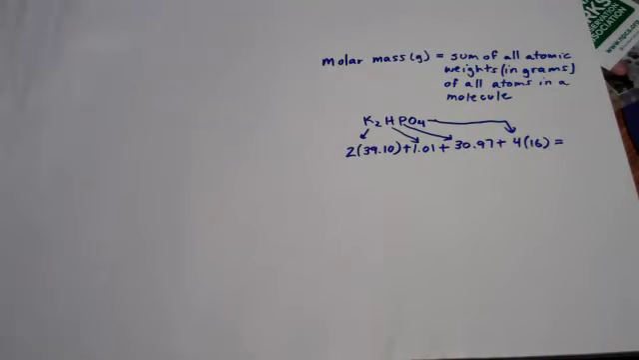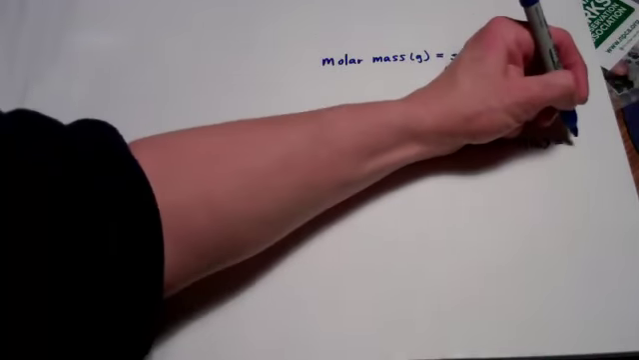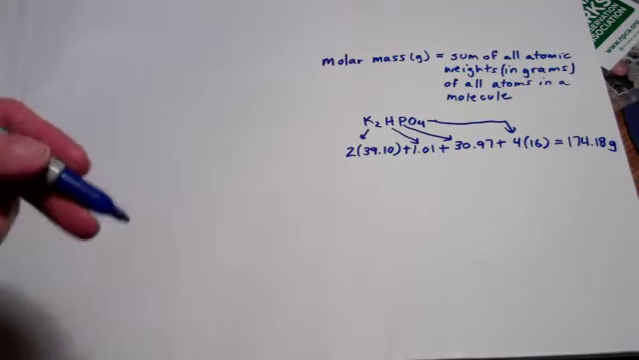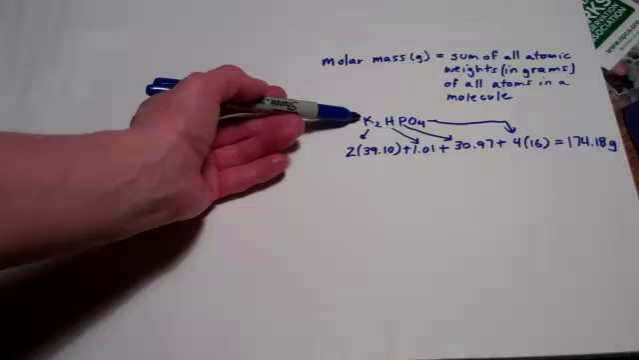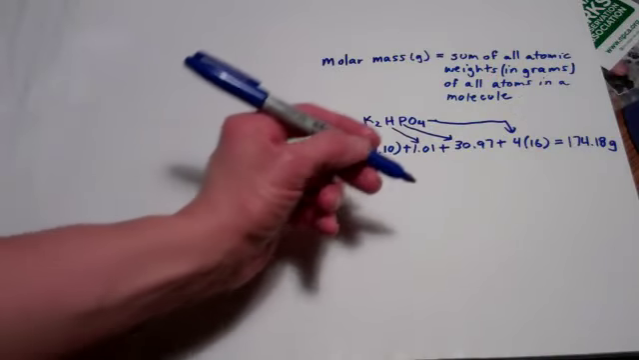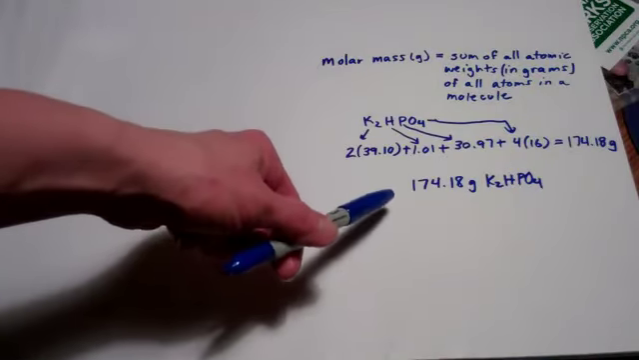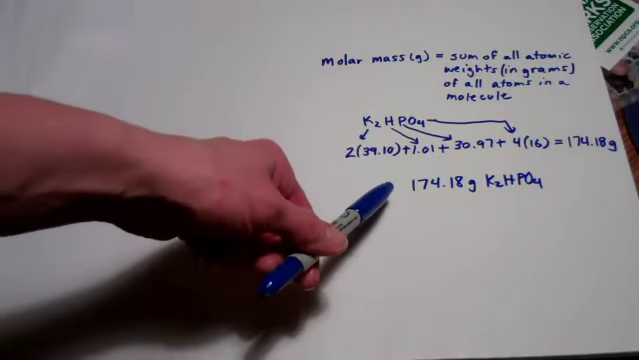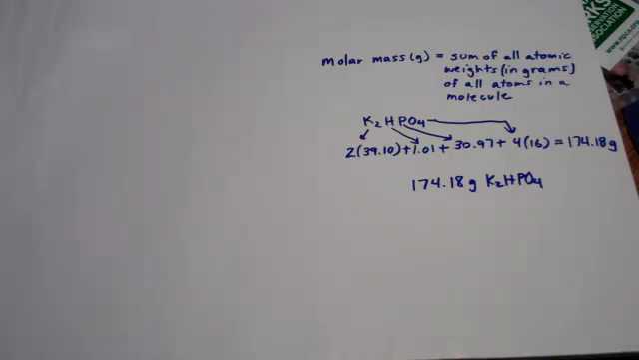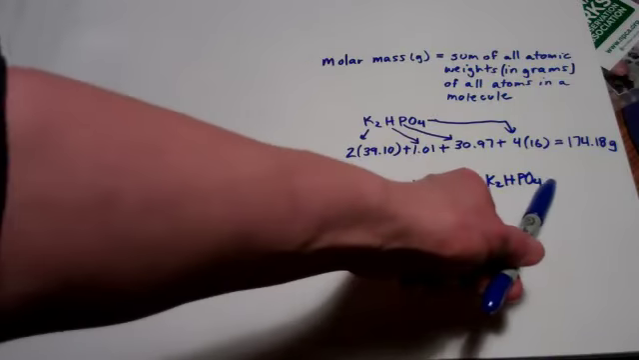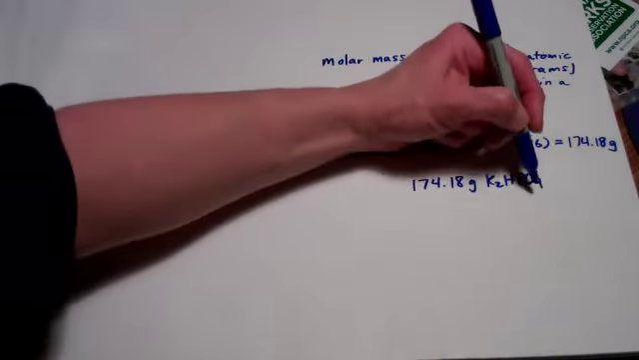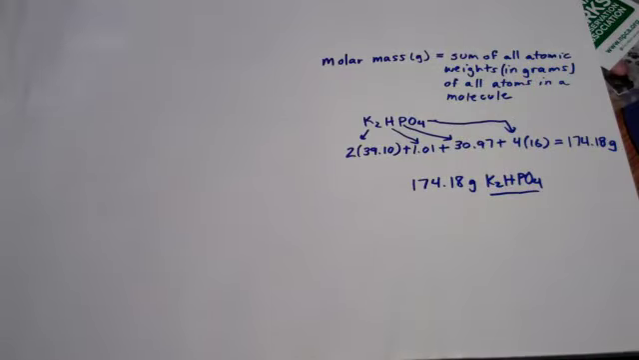And so if we add that all up, we're going to end up getting 174.18. And that's grams. And we say we have to include the formula in these units. So if we really write this out correctly, we would say that the molar mass of potassium phosphate is 174.18 grams of potassium phosphate. So remember, you have to include the molecular formula in that calculation. All right, so that is how you calculate molar masses.